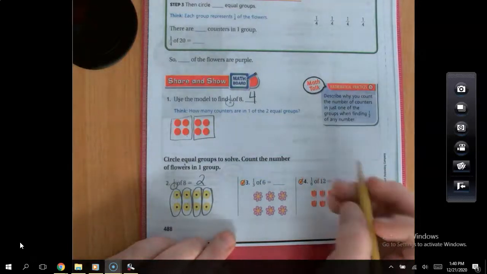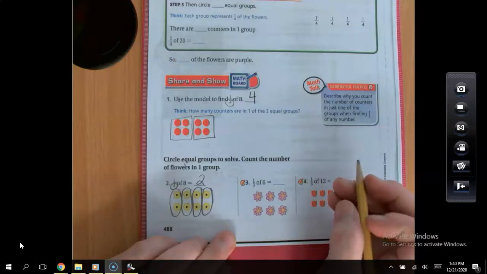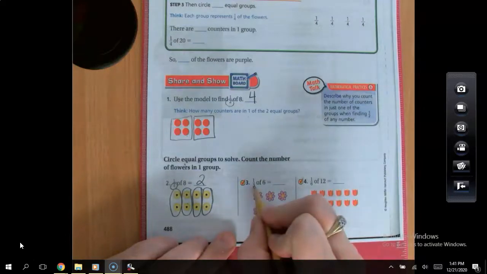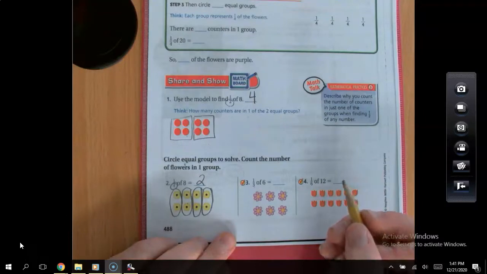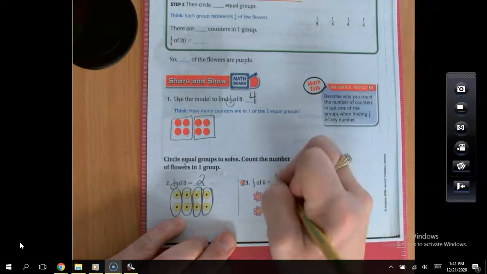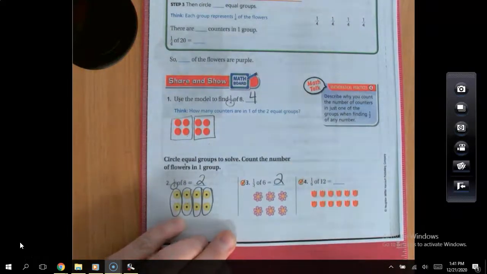Okay, let's look at number 3. 1/3 of 6. Do you know it by just knowing the missing factor? 3 times what number equals 6? 2. Now let's check our work. Let's see if you're right.